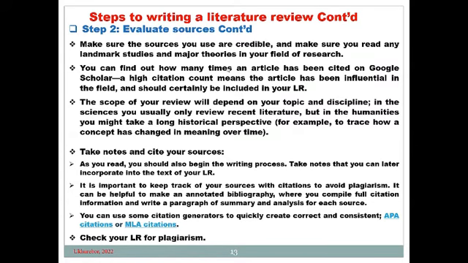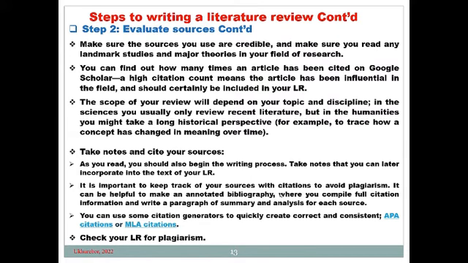You find out how many times an article has been cited in Google Scholar. We are going to do citation as we progress. You see, how many times has this paper been cited? This paper has been published for 2 years. You see over 100 citations. Don't look for popularity, just know that the work is good.